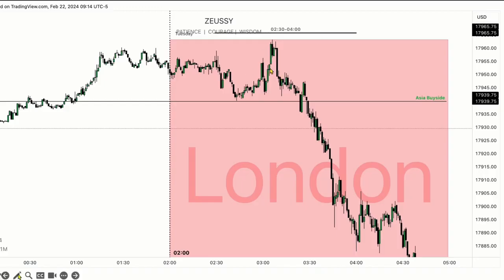Alright, let's take a look. First of all, our eye is drawn to this down close candle. Why this down close candle, you might be wondering. Well, this down close candle is a bearish breaker. Why is this a bearish breaker?